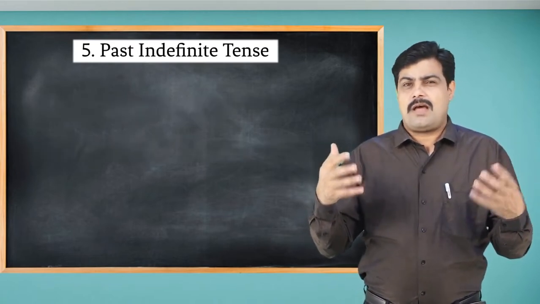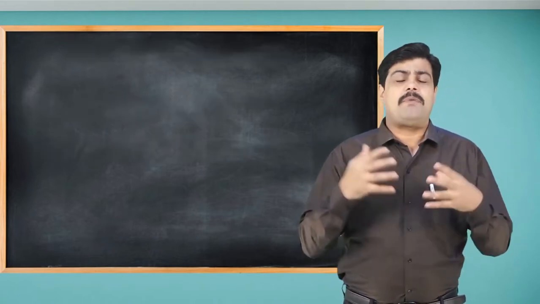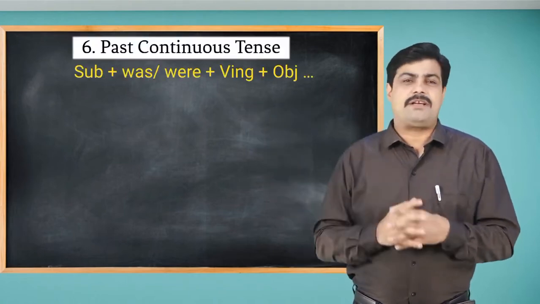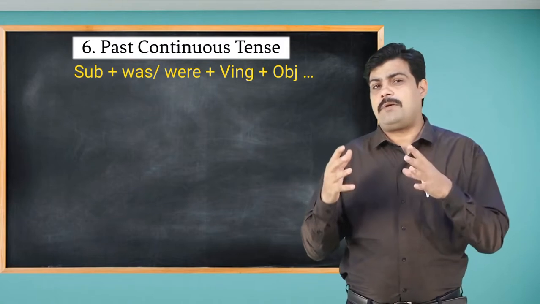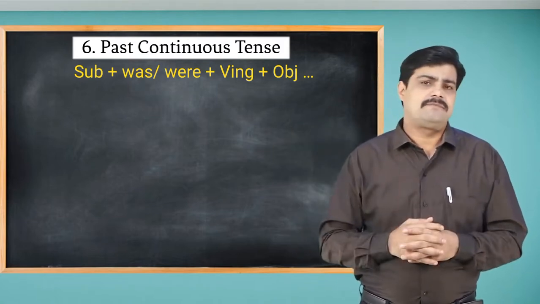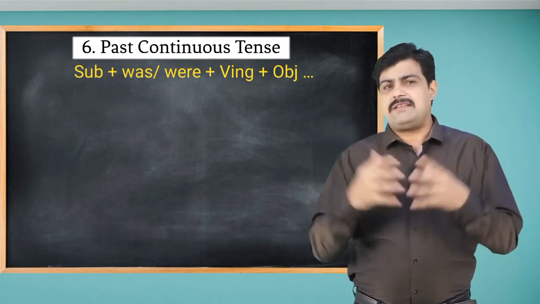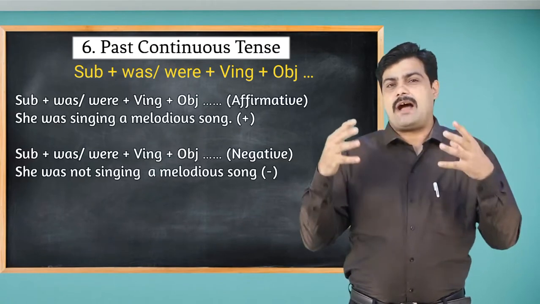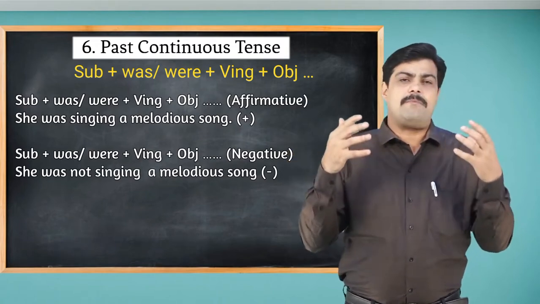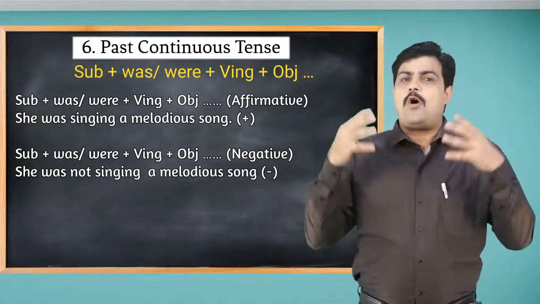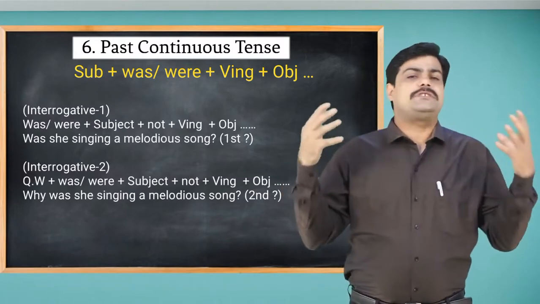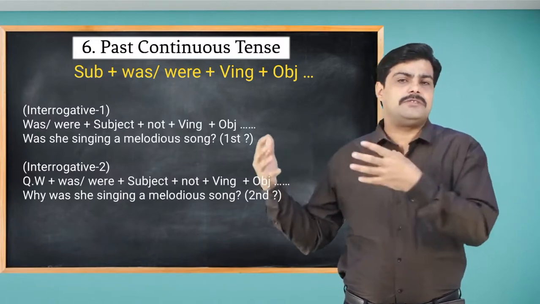Now let's take the another one, that is the past continuous tense. This structure is there: subject plus was or were plus verb ing form plus object. It is affirmative. Let's take the same sentence. She was singing a melodious song. She was not singing a melodious song. Was she singing a melodious song? Why was she singing a melodious song?